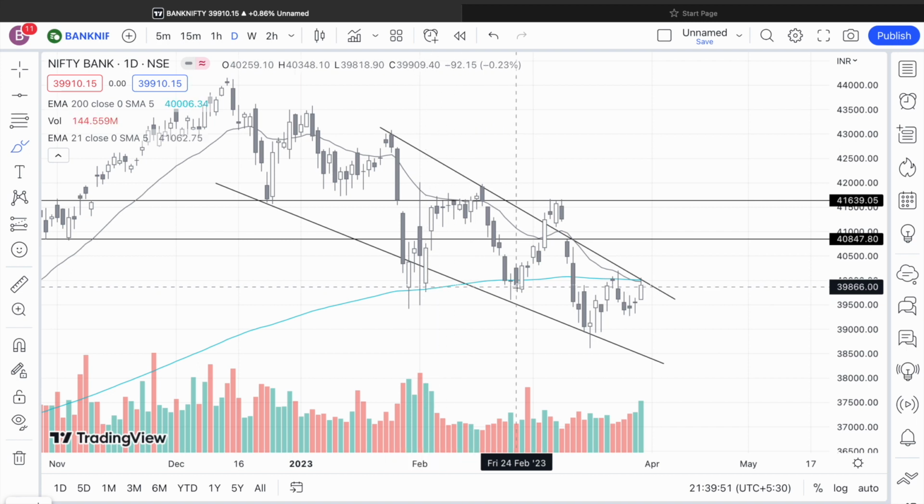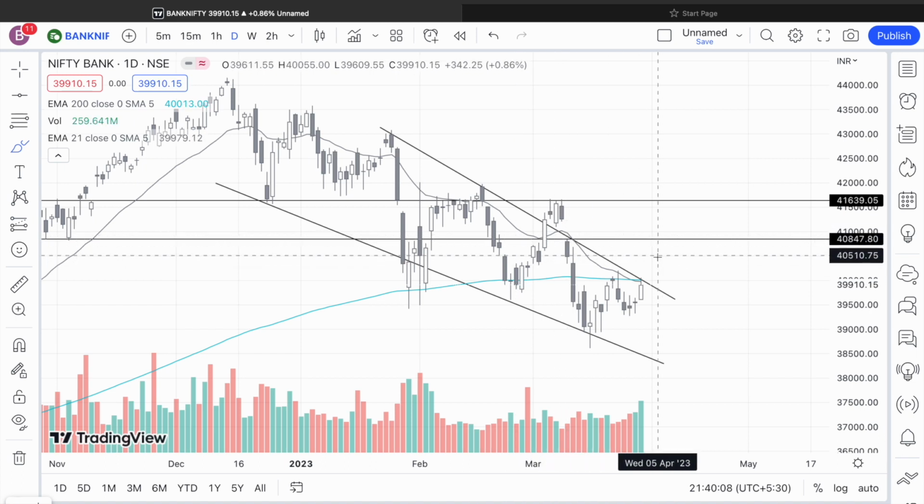Also you can see this daily time frame 200 EMA is still acting as an important resistance, right? Once the price sustains above this 200 EMA, definitely there will be some more short covering that would lead the prices higher till 40,500 followed by 40,800, right? So hopefully it makes sense. This is our positional view on Bank Nifty for the upcoming few sessions or weeks.